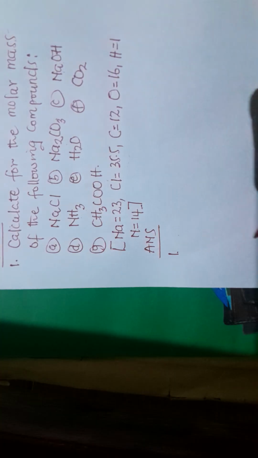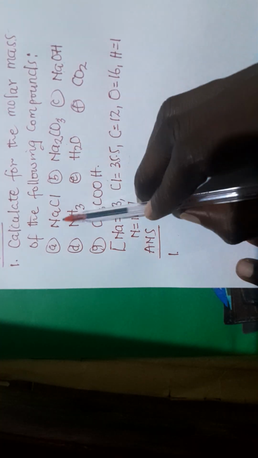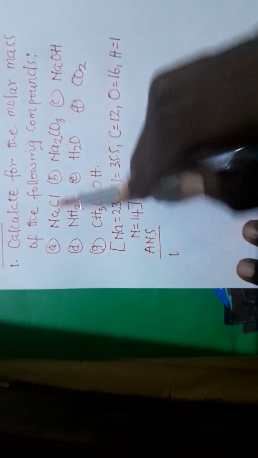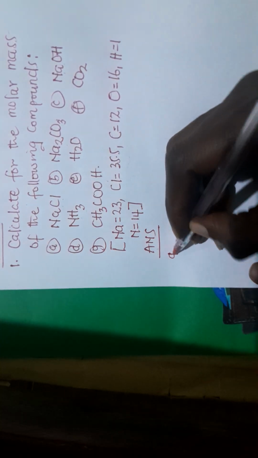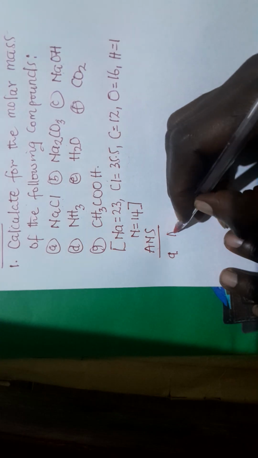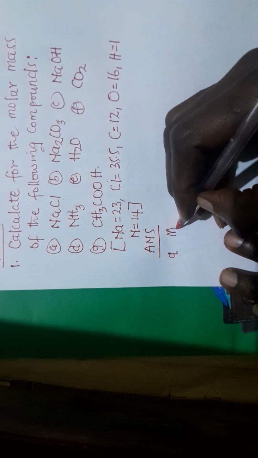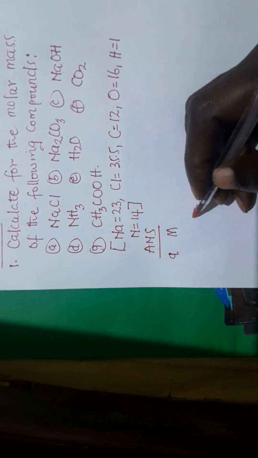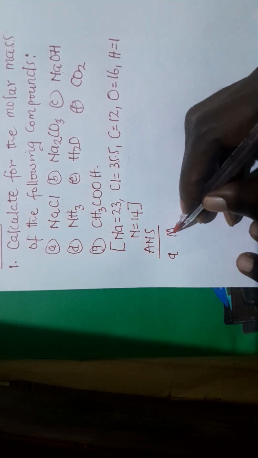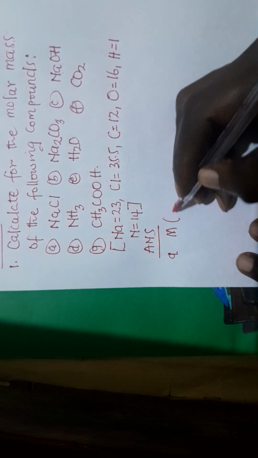Number 1, that is it. What's number 1? Calculate the molar mass of the following compounds. I said number 1, but it's actually A. The symbol for molar mass is capital M. We also have relative molecular mass, and I'll explain that. So the molar mass of what compound is that?